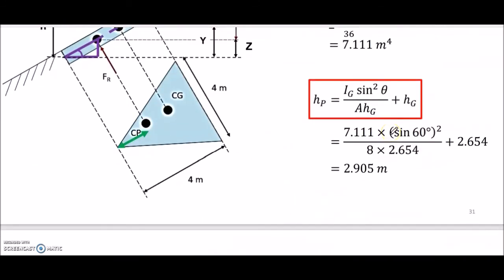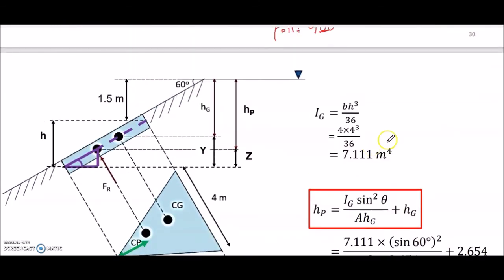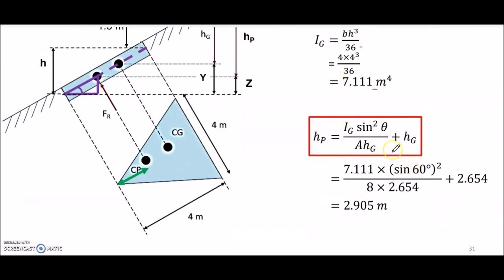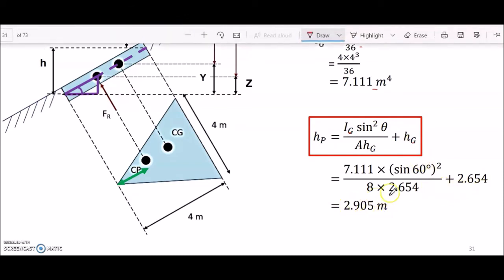Okay, so now we need to move to the next by calculating the Ig, the moment of inertia for the triangle. It is b, the width, times h to the power of 3 over 36, so you get 7.111 meter power of 4. And then you just put your Ig into the equation. So hg is also already obtained from the previous. So you just put all the values in this formula and you get 2.905 meter.